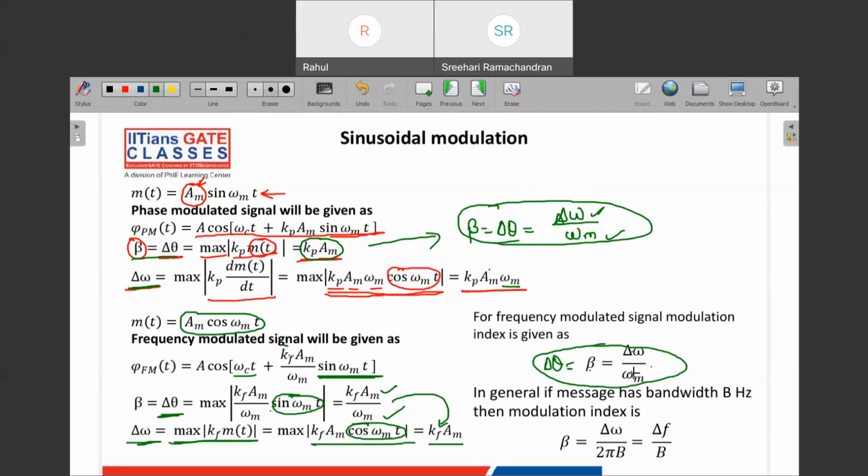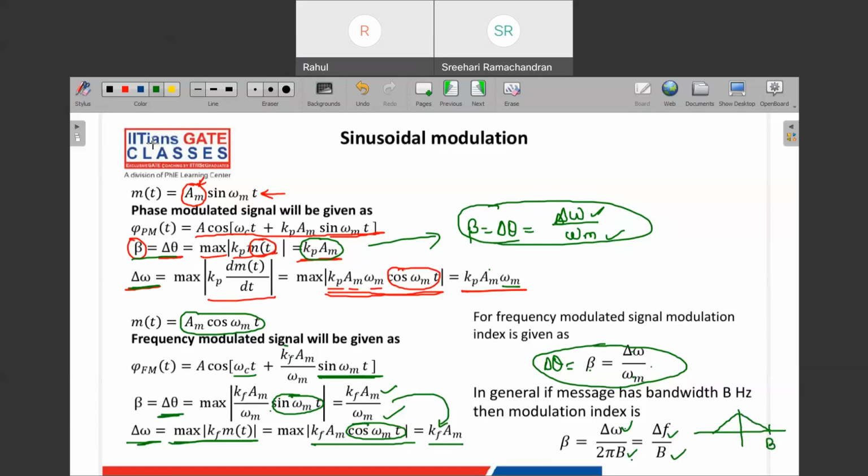In general, if the message has the bandwidth B, then the modulation index will be given as beta equal to delta omega by 2 pi B, or delta f by B. Here both are in radians, and here it is in hertz and hertz. Now this formula is applicable only for the low pass signal. If you have a signal which is of low pass type like this, where the bandwidth is B hertz, you can apply this formula.